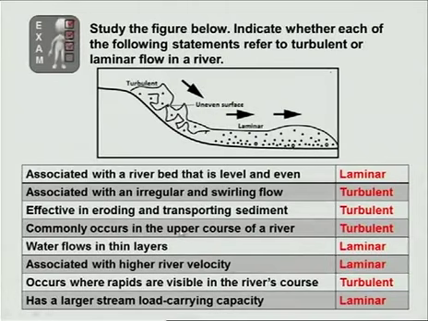Commonly occurs in the upper course of the river. We're coming back to the upper course, just hang on with that so long. That would be turbulent. The water flows in thin layers. Remember the video clip that we showed you. Laminar, associated with higher river velocity, which would also be laminar. Occurs where rapids are visible in the river's course. Of course, that will be turbulent. And a larger stream load capacity, that would be laminar.